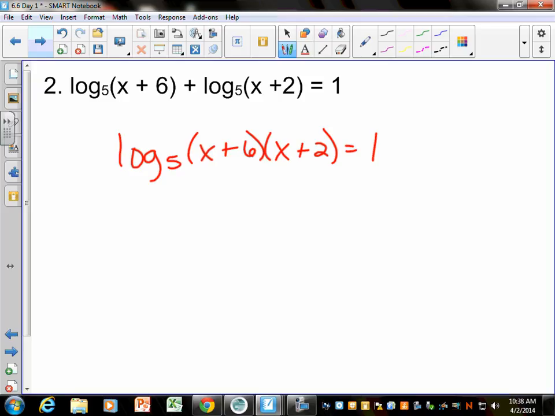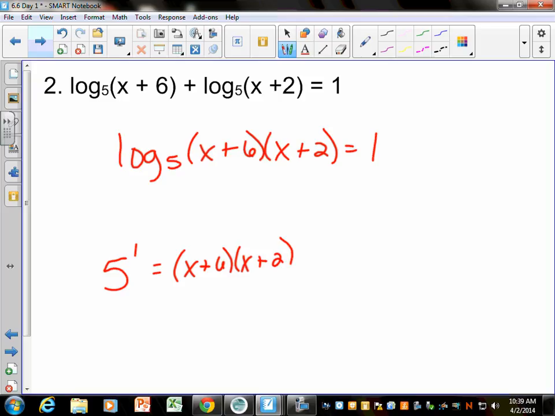You have two options on this. I don't care which way you do this, it's just whichever way makes most sense to you. One way, and the way I think the book does it in their examples, is they use the definition of logarithm. Although there's x's in this, we could rewrite this and say this is the same as saying 5 to the first equals this, right? That's the definition of logarithm. So you can rewrite this as 5 to the first power equals x plus 6 times x plus 2, and then you can FOIL that out, and we still have to solve that.